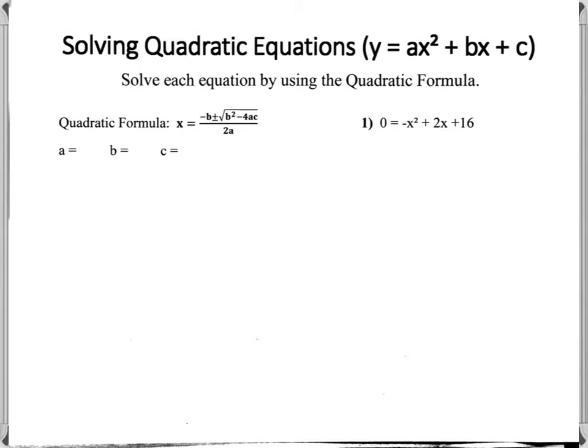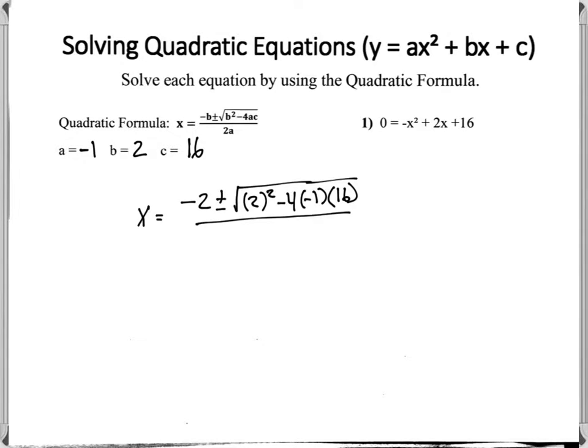So in example 1, they've given us the equation 0 equals negative x squared plus 2x plus 16, where our a value happens to be negative 1, b is 2, and c happens to be 16. Using those values, we can plug them into our quadratic formula to solve for the values of x. So we've got negative 2 plus or minus the square root of 2 squared minus 4 times negative 1 times 16 all over 2 times negative 1.